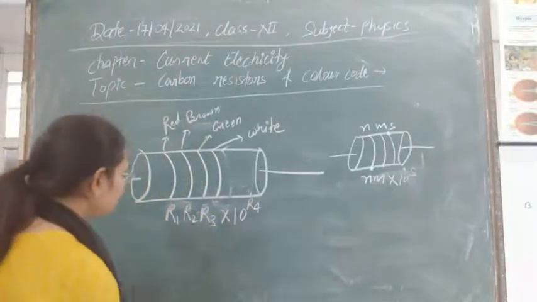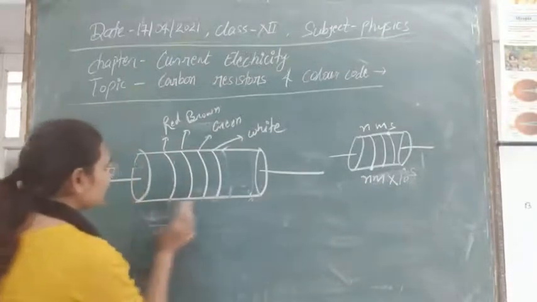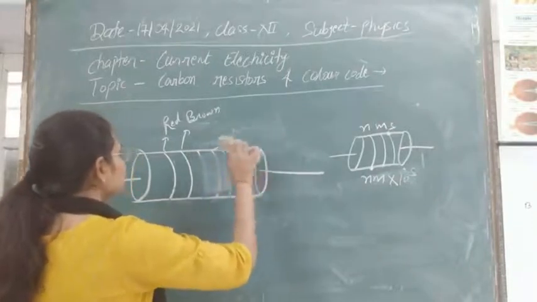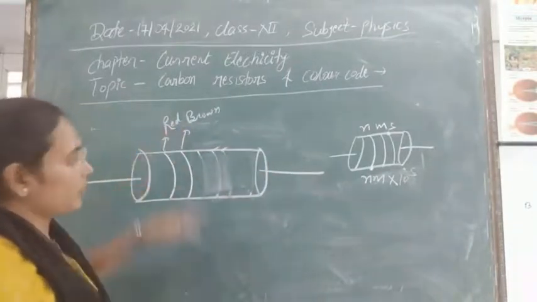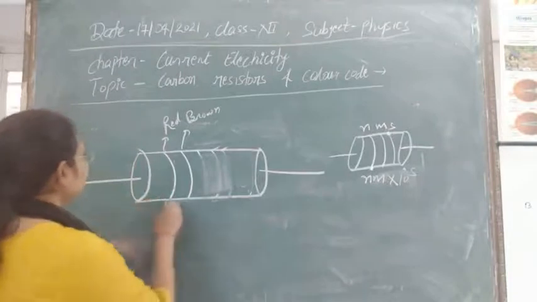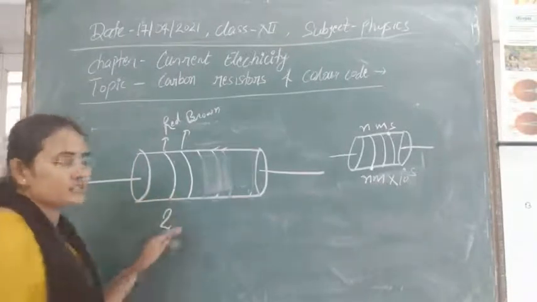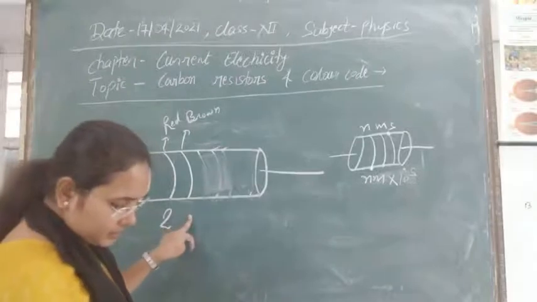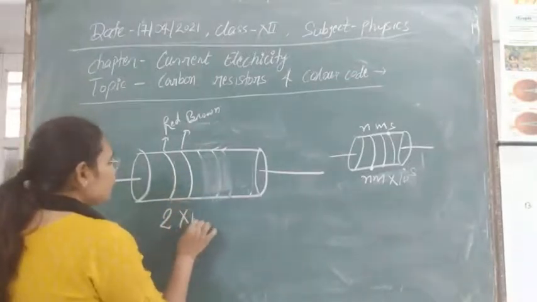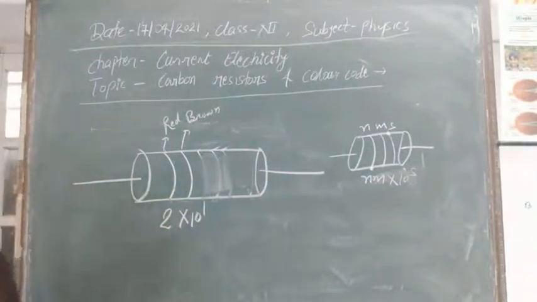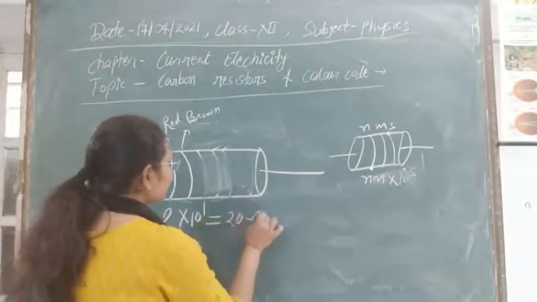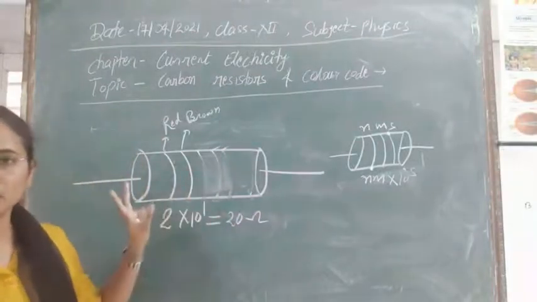Now let's find out the value of resistance written here in color coding. Suppose for the first case we have only 2 bands, red and brown. For red, if you see in the number chart, it is 2. So first we write 2, and for the second, brown, the number is 1 and the multiplier is 10 to the power 1. If only 2 bands, we use the multiplier here. So this will be equal to 2 into 10 to the power 1, which is 20 ohm. This resistor is of 20 ohm.